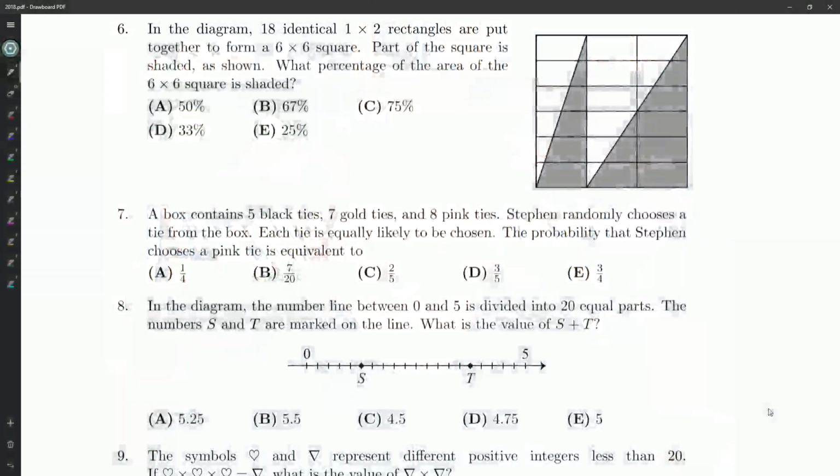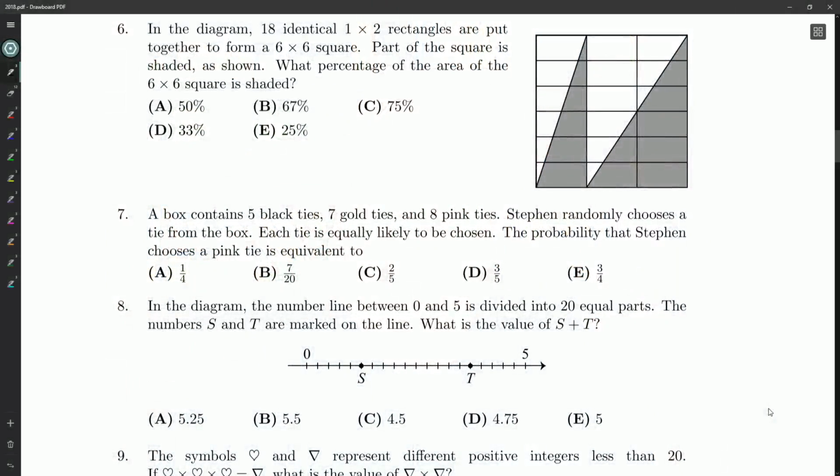Root Beer here, looking at question number 7 on our grade 9 Pascal paper from the year 2018. So what does question 7 have for us? A box contains 5 black ties, 7 gold ties, and 8 pink ties. Stephen randomly chooses a tie from the box. Each tie is equally likely to be chosen. The probability that Stephen chooses a pink tie is the same as, and we have a bunch of fraction options here. Okay. So how can we figure out probability?